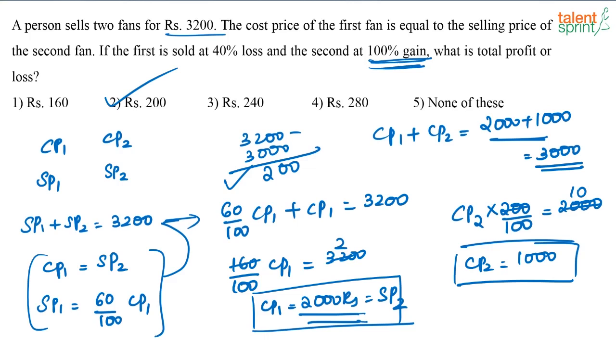It's a very easy question. See, just read whatever information is given and just write it down. When you write that down, you understand that the sum of the selling price of both the fans put together is 3,200, and it is also given that the cost price of the first fan is equal to the selling price of the second fan, and the selling price of the first fan is nothing but 60% of the cost price of the first fan. That is, the first is sold at a loss of 40%. So using these, I found out the cost price of the first fan. Now I am finding out the cost price of the second fan. For that I have used this information: the second is sold at 100% gain. So I find the cost price of the second fan. Total cost price is 3,000. Total selling price is 3,200. So there is a profit, and profit is nothing but 200 rupees. Option 2 is your answer.